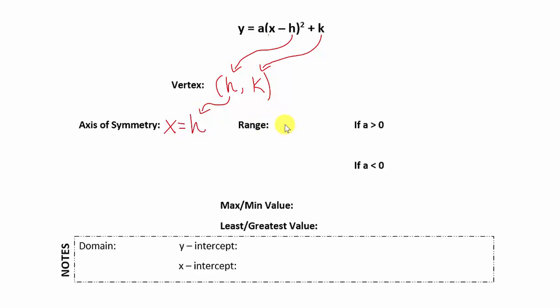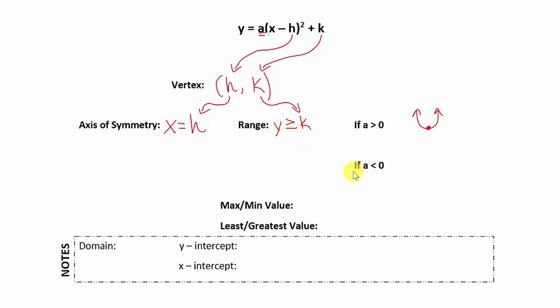And now the range, we have two options for the range. We're going to either have y is greater than or equal to, or y is less than or equal to. If a, this a right here, is greater than 0, that means my graph is going to open up like this. So if a is positive, you see that we have a minimum point there. And from that point, the rest of the points are above it. So our range would be y is greater than or equal to the k value, so the y value of my vertex. So if a is greater than 0, for our range, we'll have y is greater than or equal to.